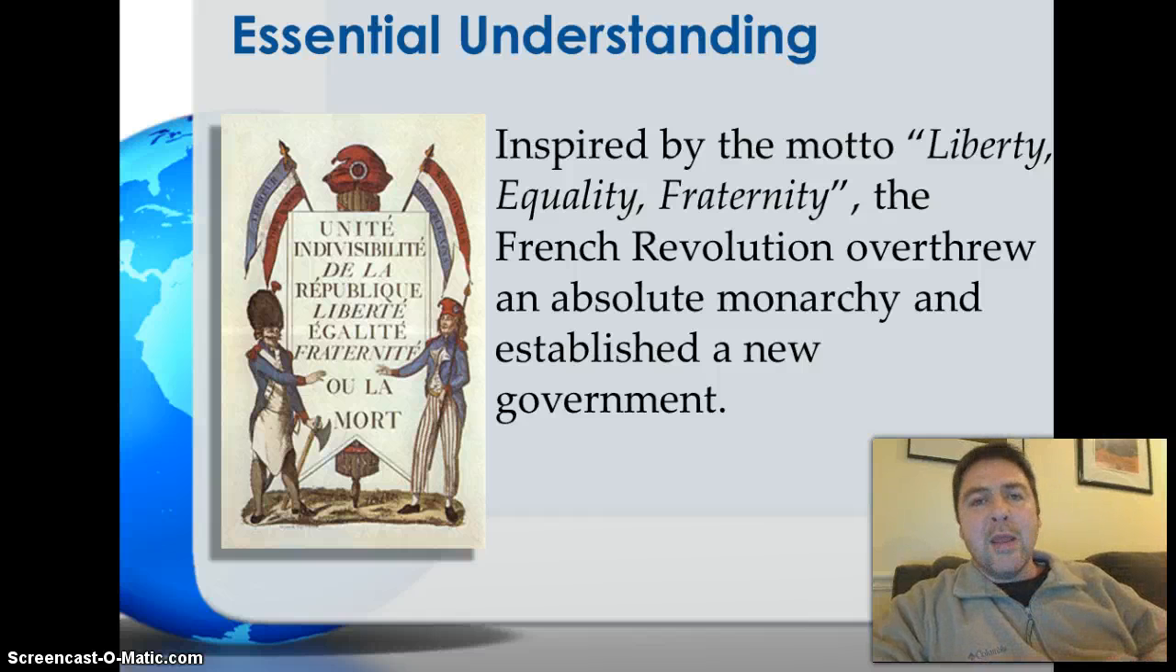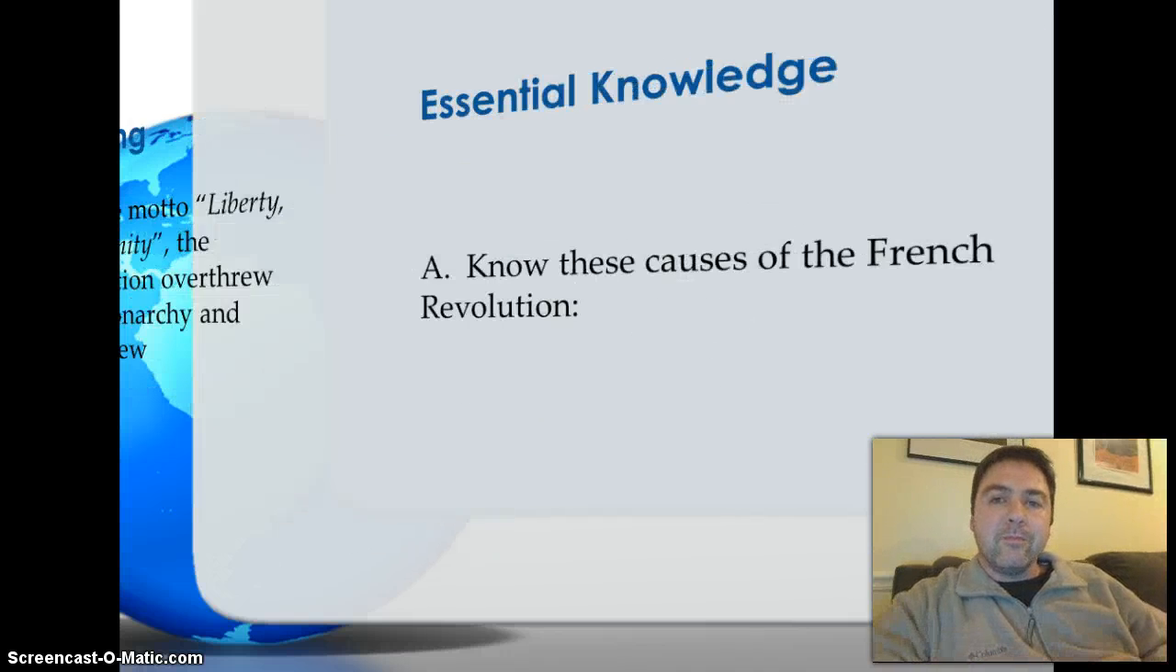So the motto gives us a little hint here as to how the Enlightenment is going to impact the start of the French Revolution. And the French are going to overthrow in this revolution the monarchy, the absolute rulers that have had control for centuries in France, establish a new government and really a new society. If you take a look at the poster, those red hats that we see the guy on the right wearing, they become very symbolic of the revolution.